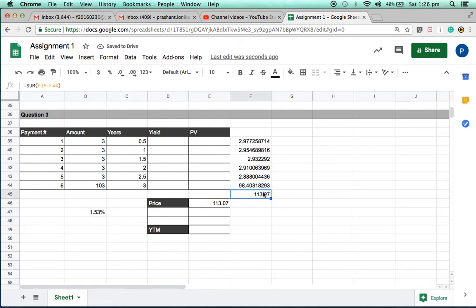Now as you can see, this figure is matched. So now you know how to calculate YTM, but more importantly, you know how to verify YTM. This is very important for submitting assignments or at your job. This is the entire logic behind what YTM is and how you can verify whether the YTM you've calculated is correct or not.